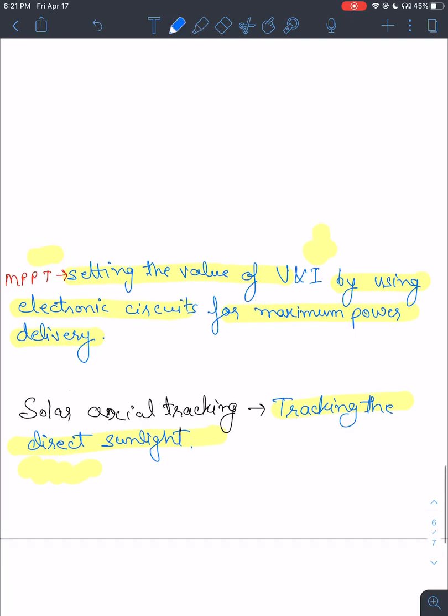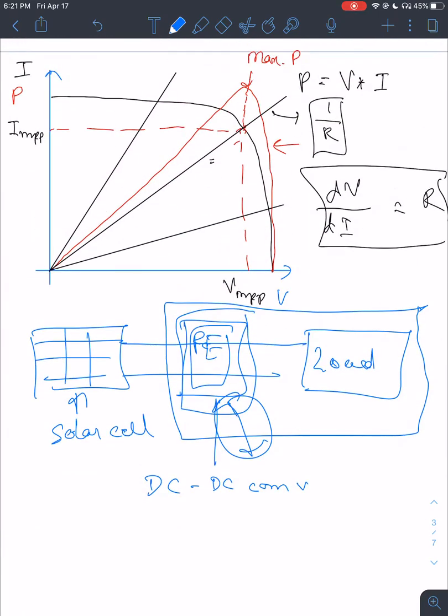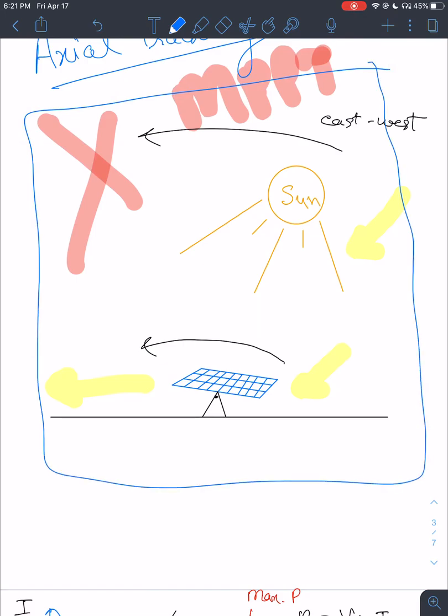And if you don't understand this thing overall here, just get one point. This is not MPPT. That's it.